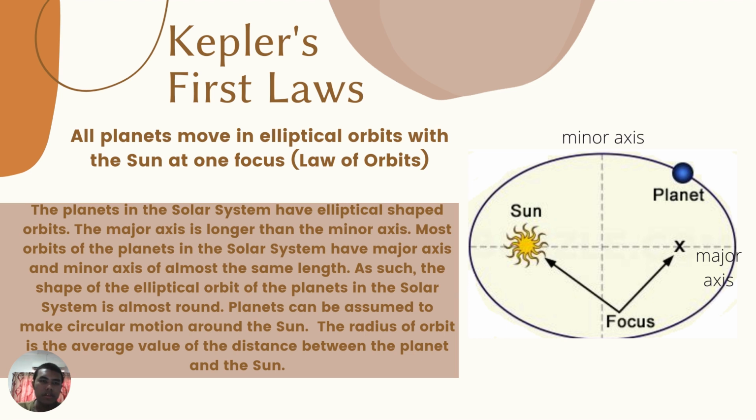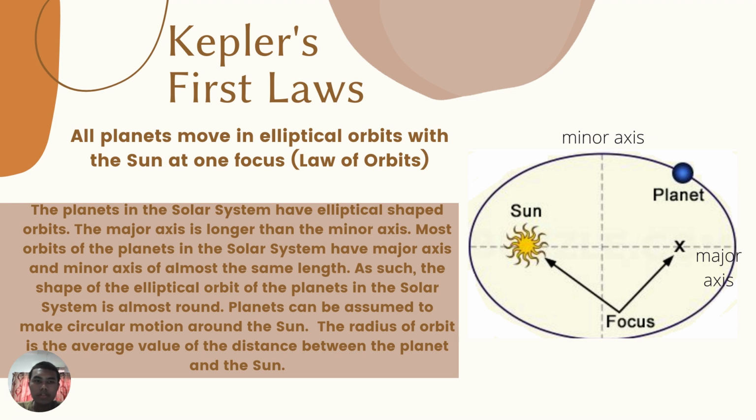Kepler's first law is all planets move in elliptical orbits with the Sun at one focus. We can call it the law of orbits. The planets in the solar system have elliptical shaped orbits. The major axis is longer than the minor axis.